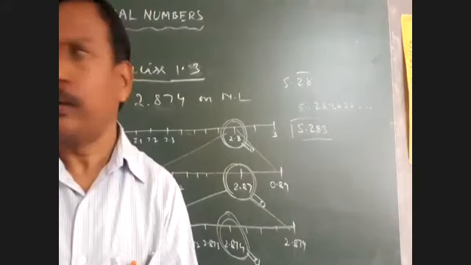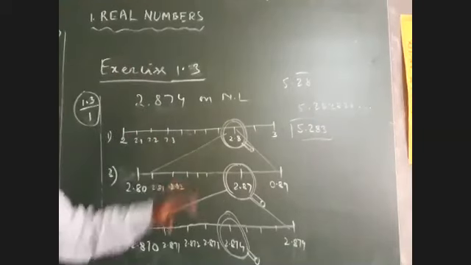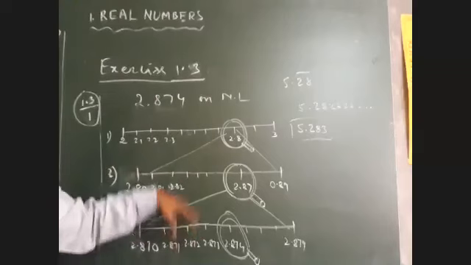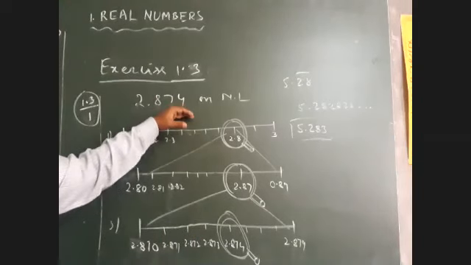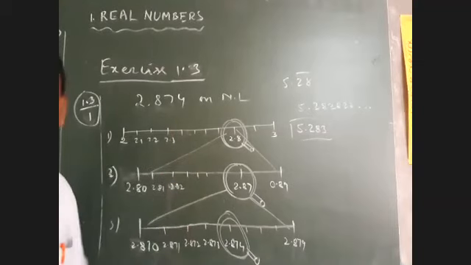Now any doubt, you can ask me. Last 1 minute left. So this is called successive magnification. This is how rational numbers are represented on the number line. Irrational numbers can also be represented on the number line through successive magnification.